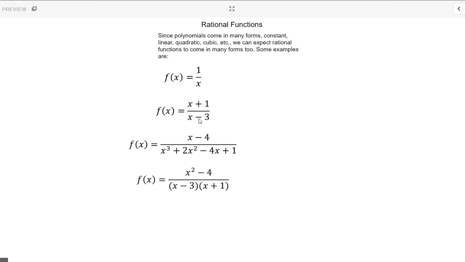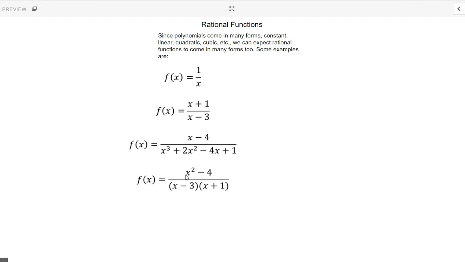x plus 1 and x minus 3 are the two polynomials that we're dividing here, and they both have a degree of 1. Here we have a polynomial of degree 1 divided by a polynomial of degree 3. This has an x cubed here, so it's a degree 3 polynomial. So this is a rational function because it is a ratio of two polynomials.